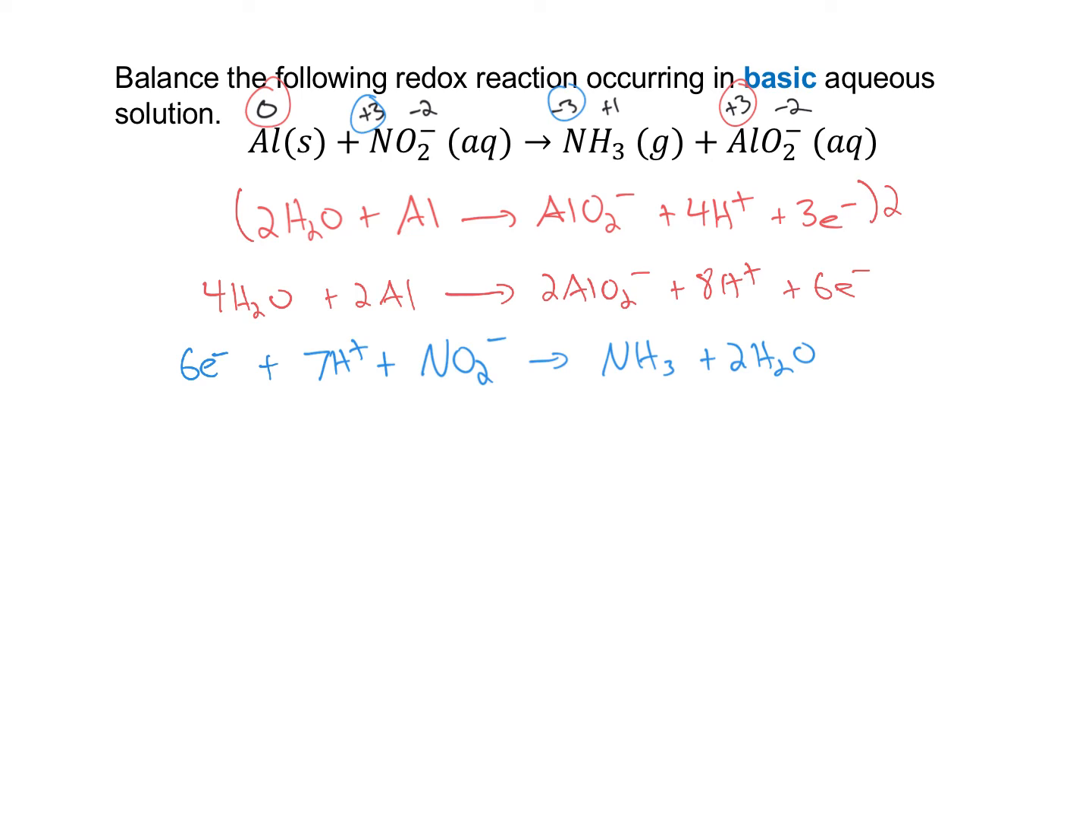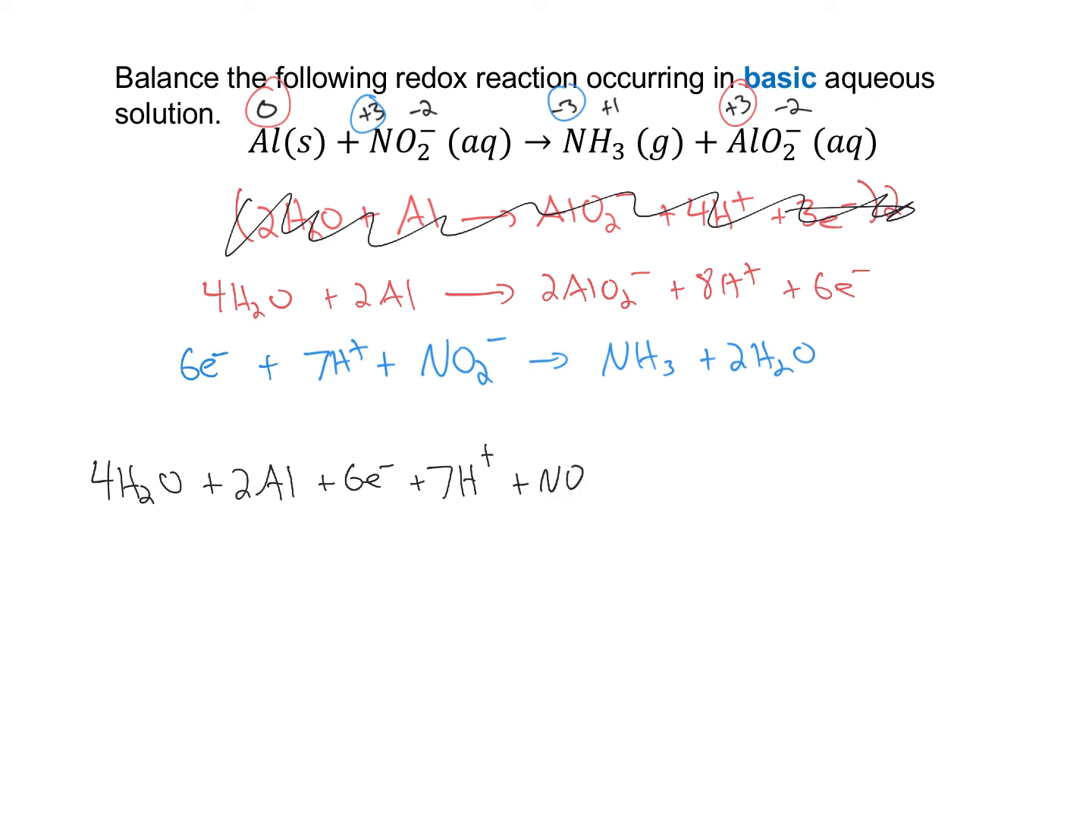Alright, and so just so when I go to add these together, I'm not going to get them mixed up, I'm going to go ahead and scribble out that one so I know I'm not taking things from the wrong place. So then when I add everything together, I'll have 4 H2O, 2 aluminums, 6 electrons, 7 H plus, and an NO2 minus on the reactant side.